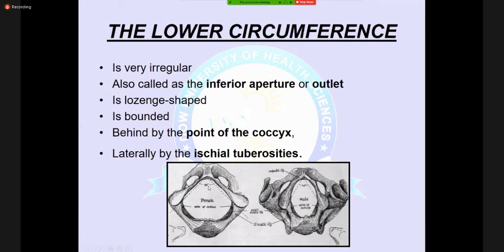You can see, if you compare the female side to the male side, you can see the difference in the size of the outlet and also in the shape. The male lower circumference of the pelvis is more or less oval in shape and much narrower compared to the lower circumference of the female, which is much wider and more or less lozenge shaped, thereby permitting the head of the fetus to pass through it at the time of parturition.